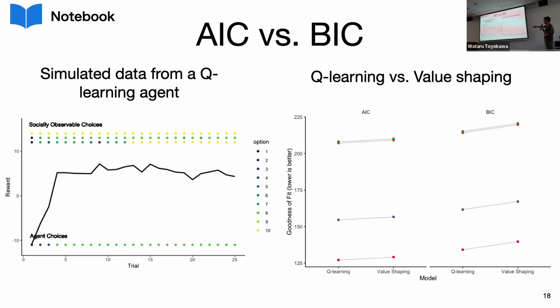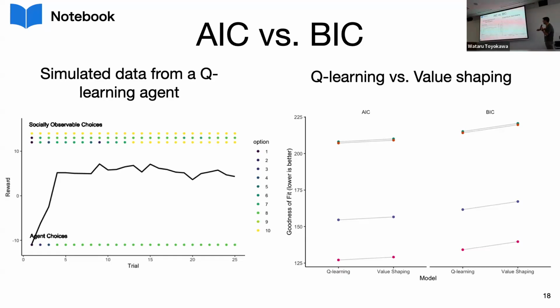And here we're trying to fit the model based on Q-learning versus value shaping. Each of these data points represents a single simulated agent. And here's the AIC and here's the BIC. And essentially the slope shows which model is preferred. And in general, the Q-learning model is preferred because this is actually generated by a Q-learning agent, not a social learning agent. That's the alternative hypothesis.